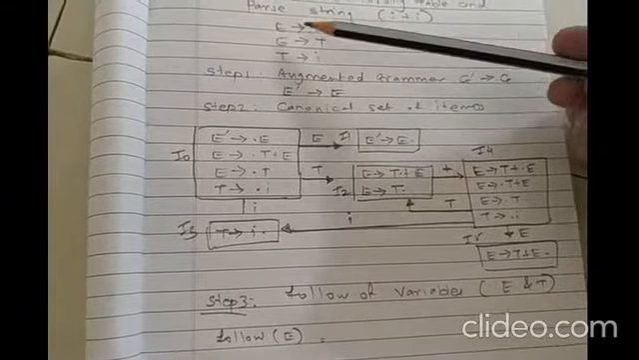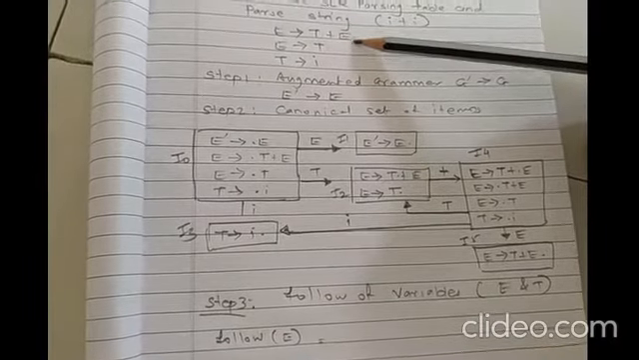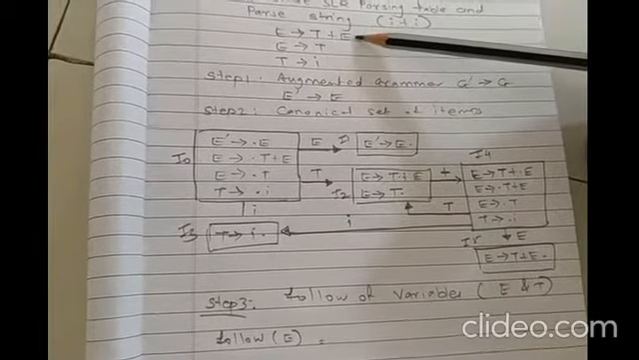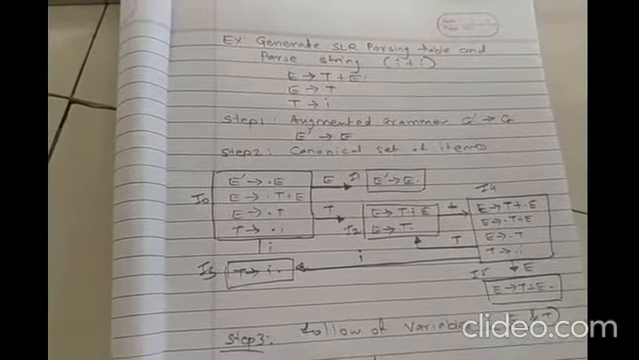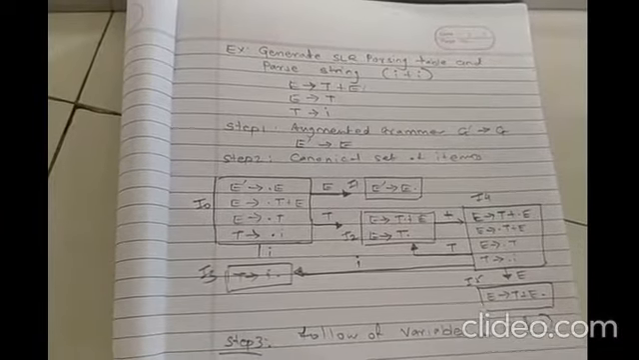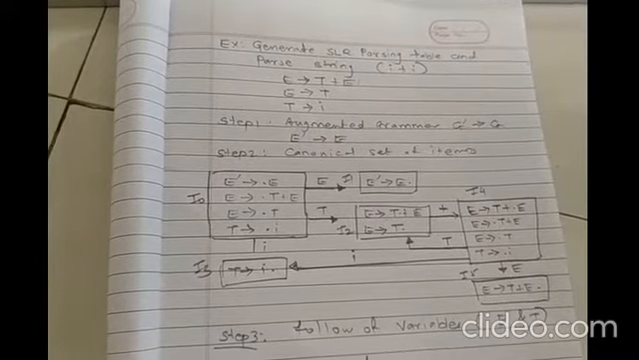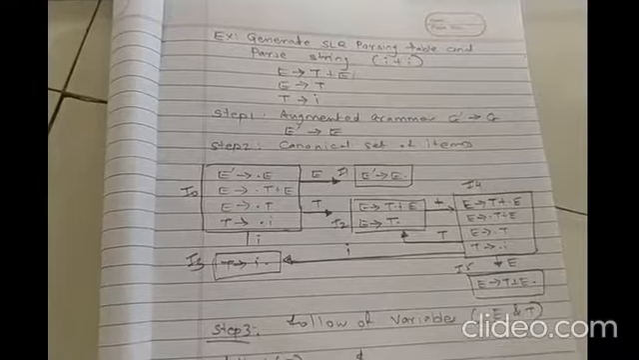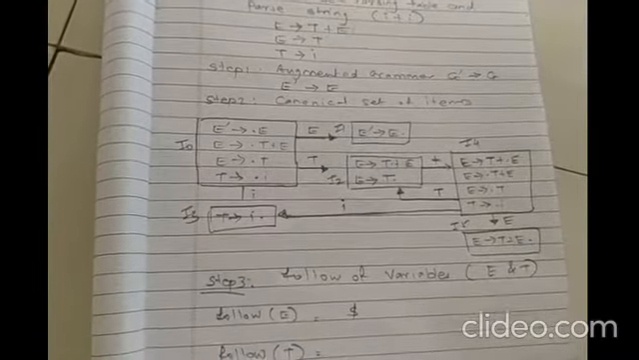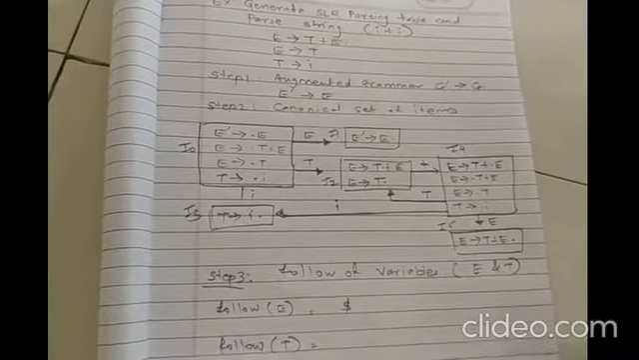So E is followed by nothing. Here E is coming on the right hand side, and after E there is nothing. So follow of E is nothing but the dollar sign. Follow of E is nothing but the dollar sign. So in this way we can write.